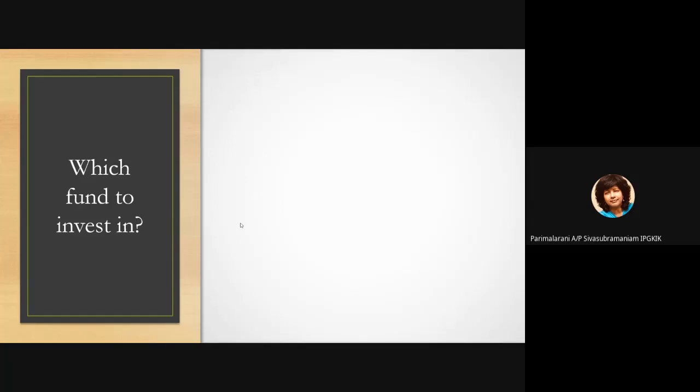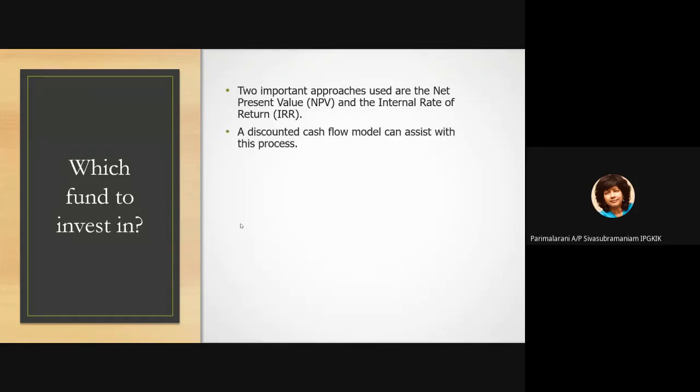When you want to invest in a fund, there are a lot of things that you must look into. The first thing that you're going to do is evaluate the fund. How are we going to evaluate the fund? We're going to use 2 important approaches: the net present value, also known as the NPV method, or the internal rate of return, IRR method. Both these methods use a discounted cash flow model to assist with the process.